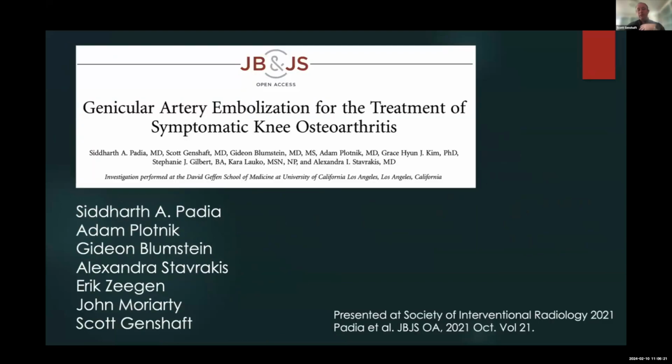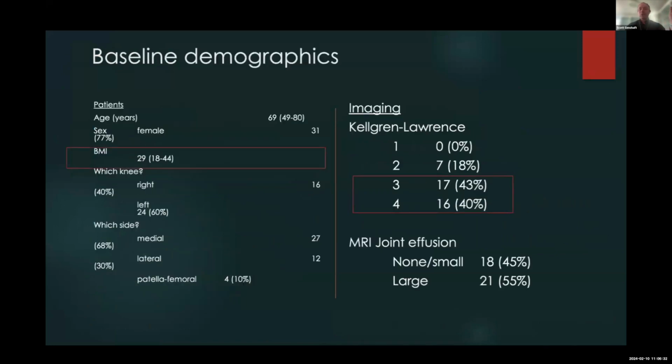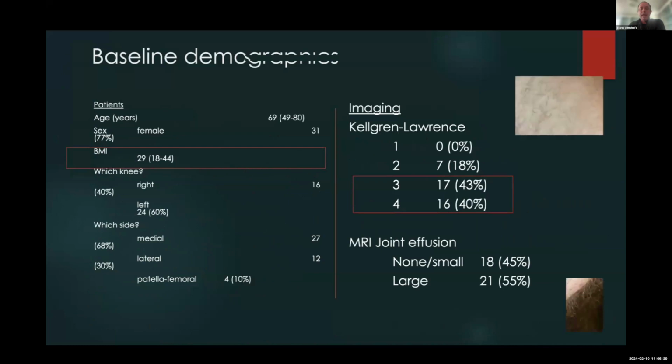We did a trial. Our first trial was this single-arm trial, which included patients with visual analog scale greater than 4. We included people with arthritis ranging from 2 to 4 on the Kellgren-Lawrence scale, 40 to 80 years old. Interestingly, most of our patients had higher severity osteoarthritis of their knee.